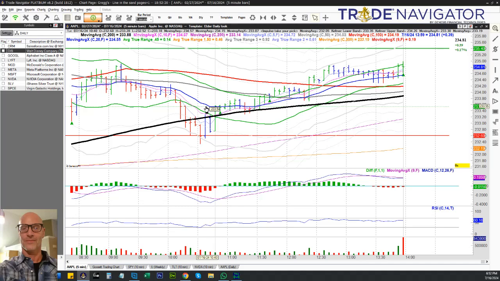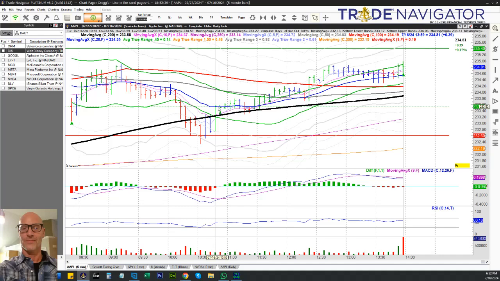As soon as I get long, I always have two stops. The first stop is the emergency stop. That's always going to be the value of 2 ATRs below my entry. This is the red line here. Okay, and I usually wait until the bar closes to enter or exit my trades.